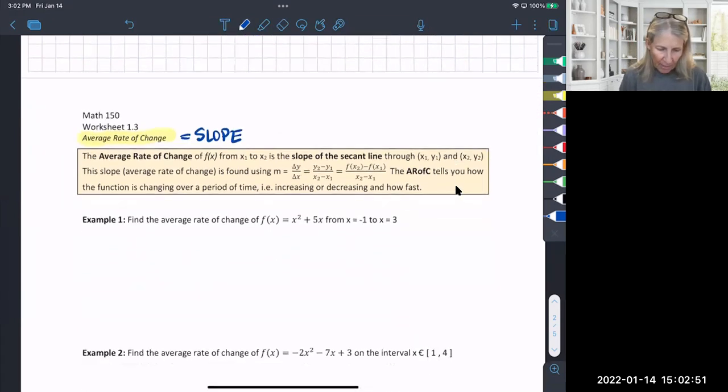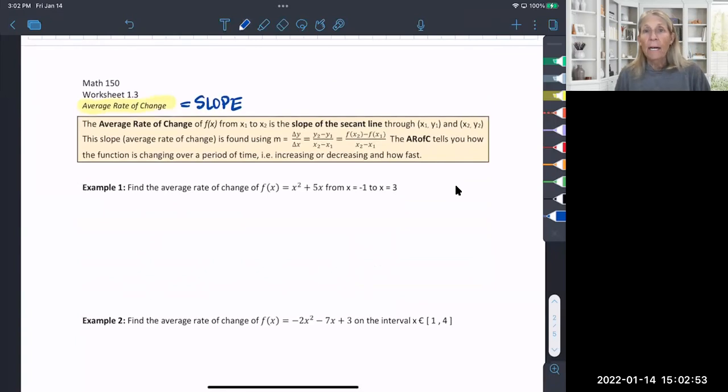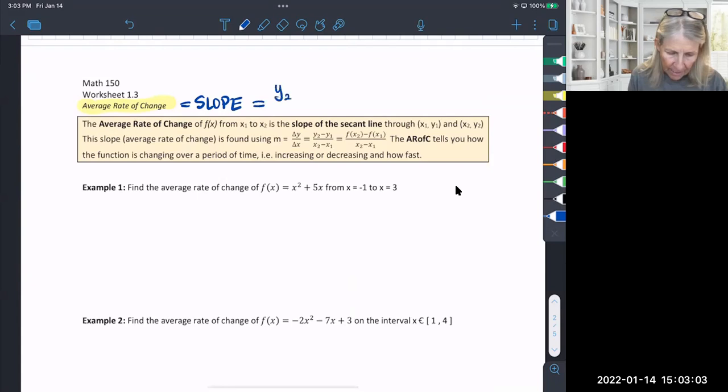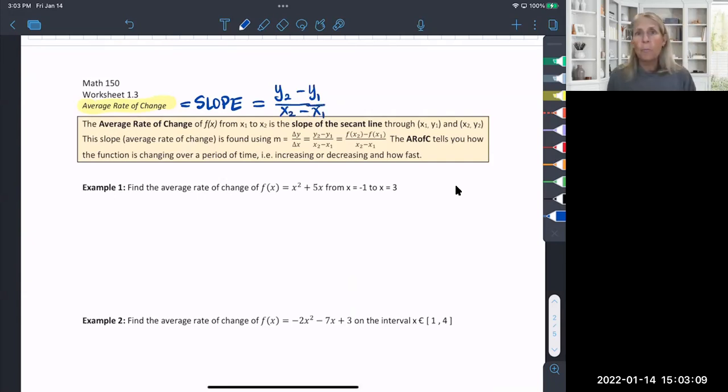Just as a reminder, slope tells you how a line is slanting, whether it's going up or down, and how steep it is. You'll remember from algebra that you find the slope by taking the difference of the y values over the difference of the x values. So basically you need 2 points in order to calculate a slope, and that's exactly what we're going to do.